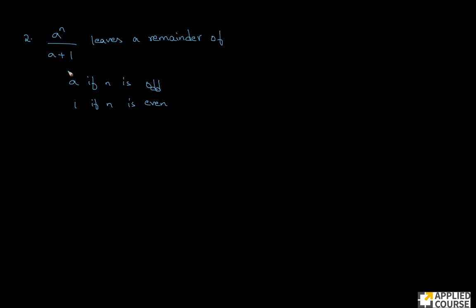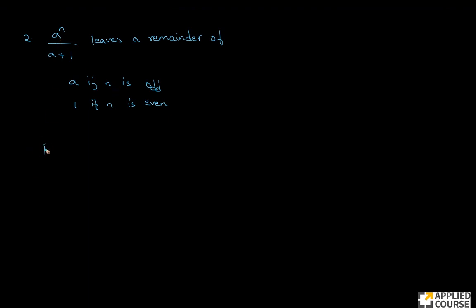See another property. A power of n by a plus 1 leaves a remainder of a if n is odd. What is it saying? When you can write the given number in this expression, what will be the remainder? A, if n is odd. When n is even, the remainder will be 1. When n is odd, the remainder will be a.